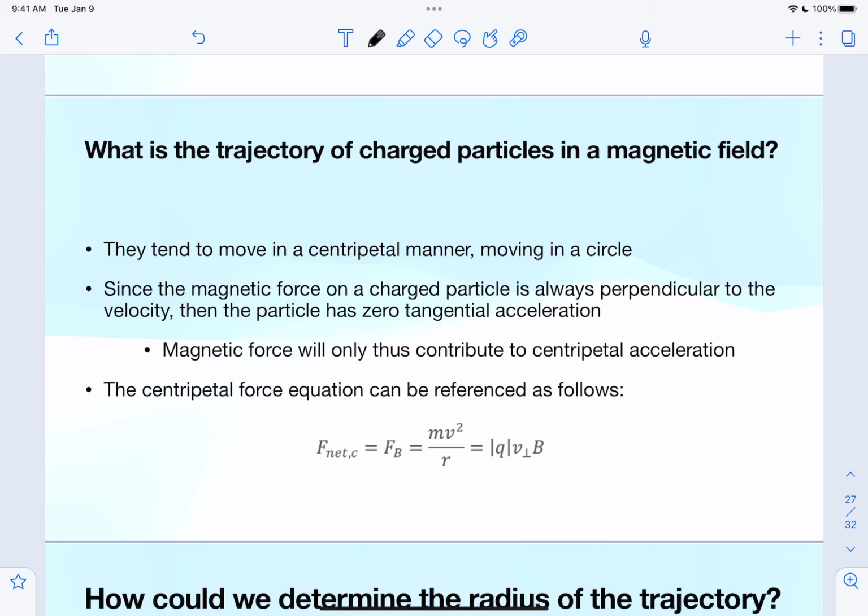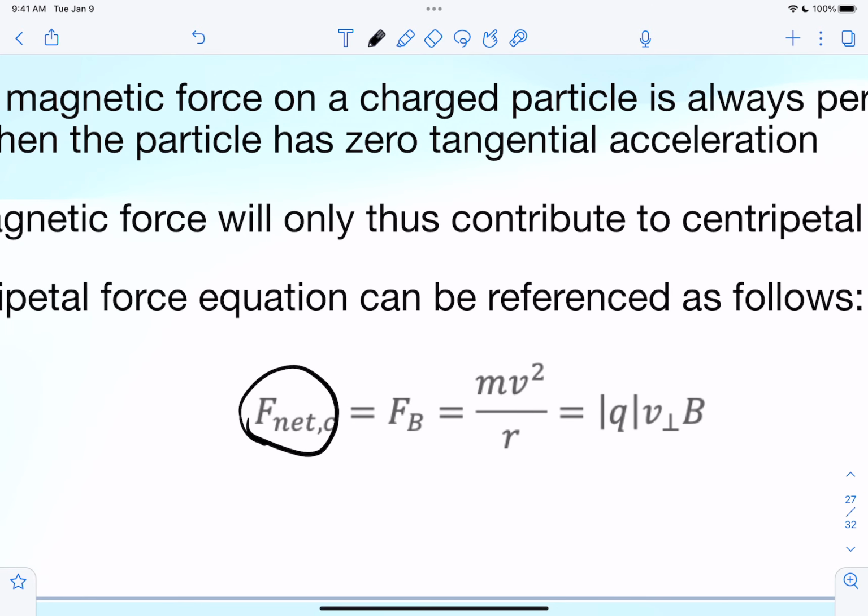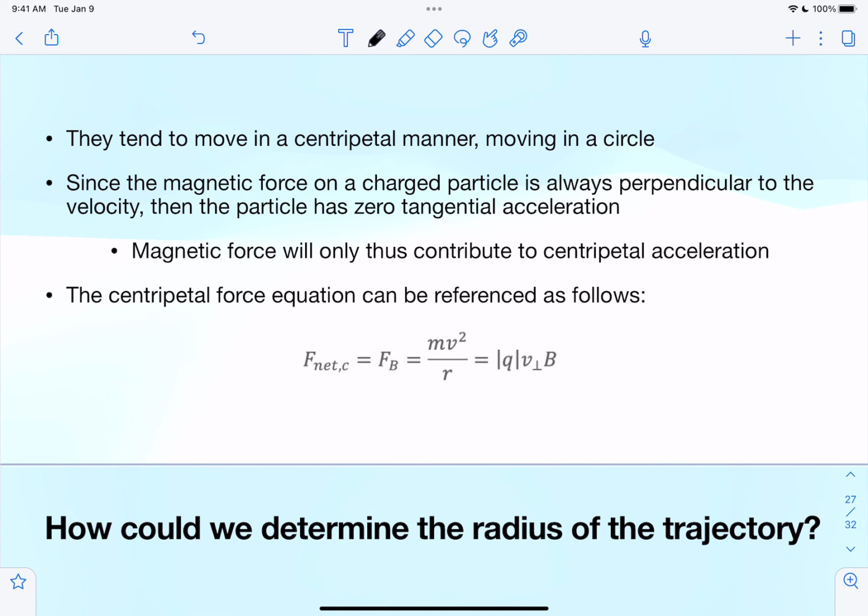And so that means our centripetal force, this is getting back into physics 1 concepts, is equal to mv squared over r, which is the centripetal force equation, right? And then we can set that equal to the magnetic force. Why is this useful? Well, it helps us figure out exactly what kind of centripetal motion we have. Like how big is the circle, or how big is the spiral we are moving in?